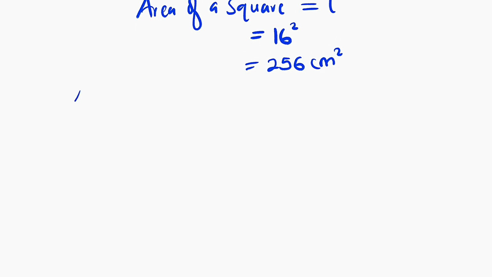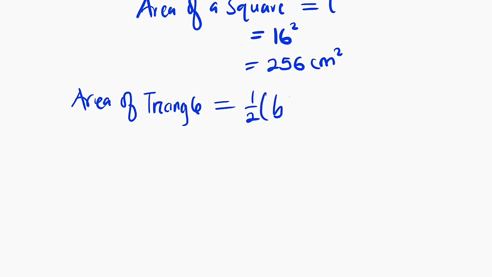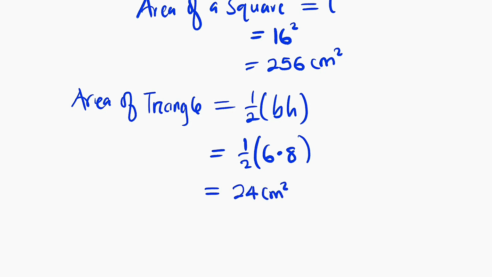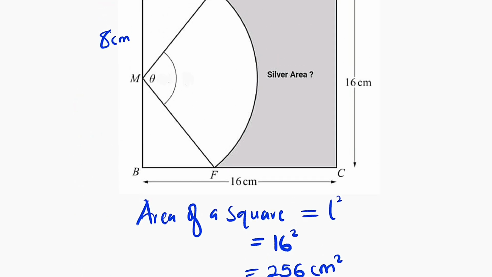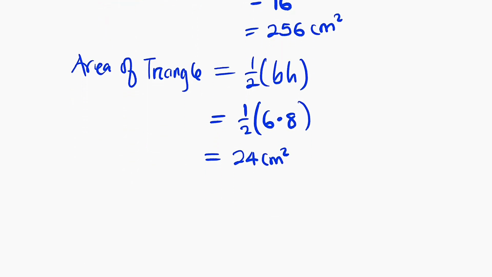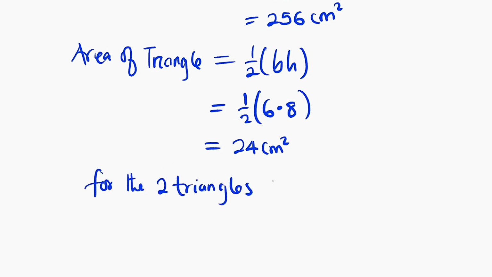So the area of a triangle is half the base multiplied by the height. This is equal to half, the base is 6 and the height is 8. Half of 6 is 3 and 3 multiplied by 8 is 24. Therefore this is equal to 24 centimeter squared for one of the right angle triangles, because we are dealing with 2, we multiply this by 2. Therefore for the two triangles, it will be equal to 2 multiplied by 24, which is 48 centimeter squared. Now this is the area of the two triangles.